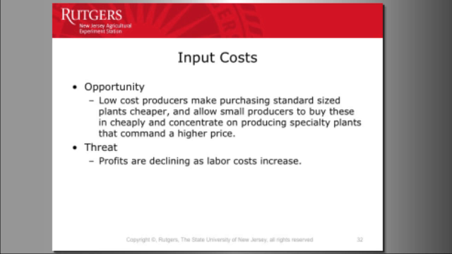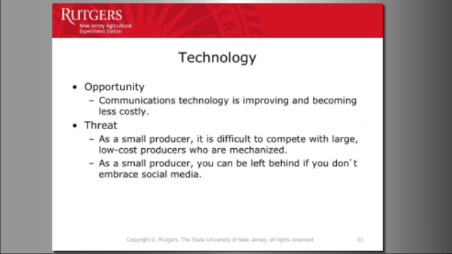I think the vegetables are sort of on an uptick, and that's reflected in several of you who are interested in vegetable production. Technology: communications technology is improving and becoming less costly. A threat is it's hard for you to produce and compete with a large producer if you're small, and if you're not into the social media thing, you're going to be left behind, so it kind of forces you to learn it.